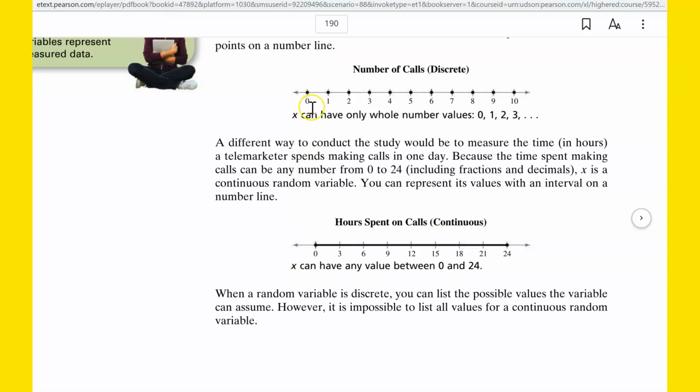Now, the number of calls would just be 0, 1, 2, 3, 4, and so on. But the number of hours spent can be anything between 0 and 24, not just the whole counting numbers. So we could spend 6.51326665100019 hours on the phone. And so it can be anything between 0 and 24, which makes it continuous. When a random variable is discrete, you can list the possible values the variable can assume. However, it is impossible to list all values for a continuous random variable.